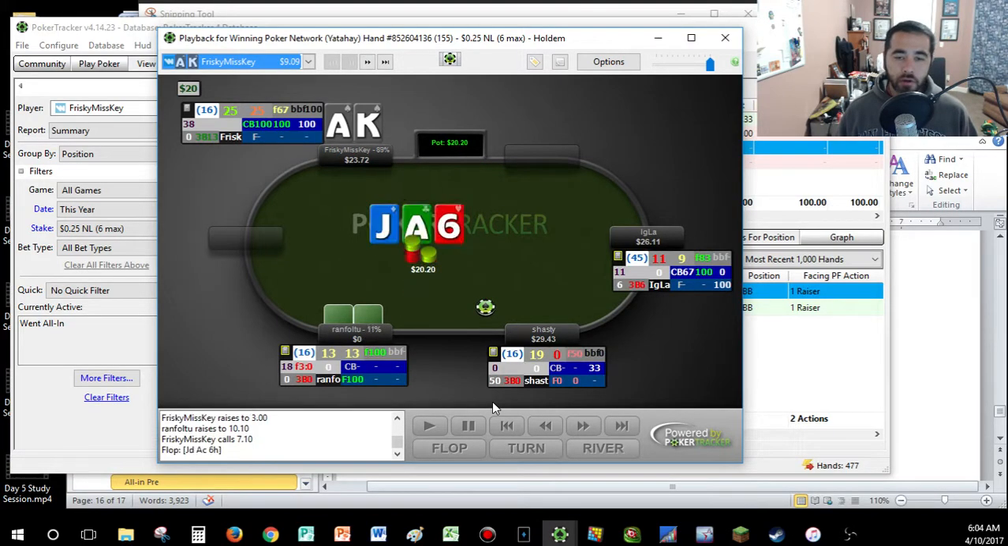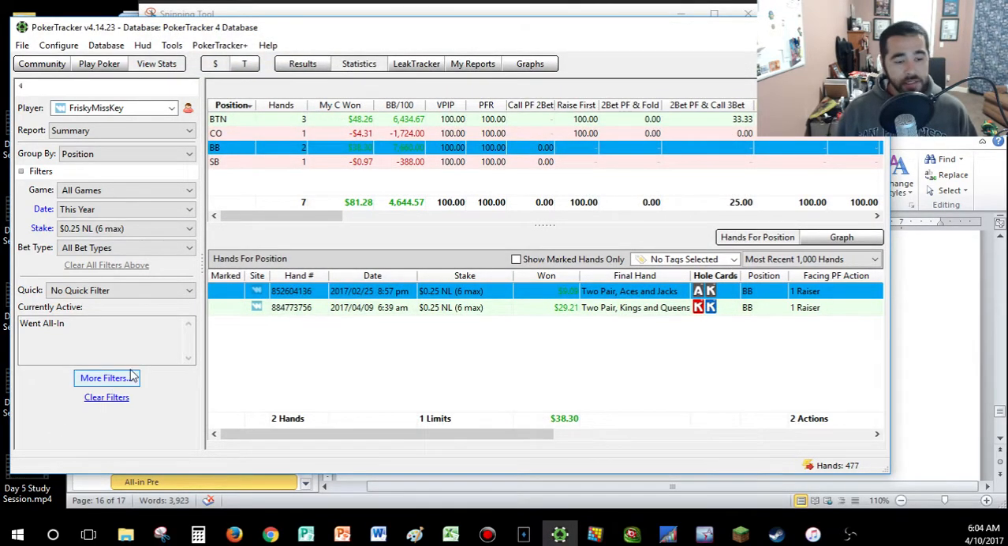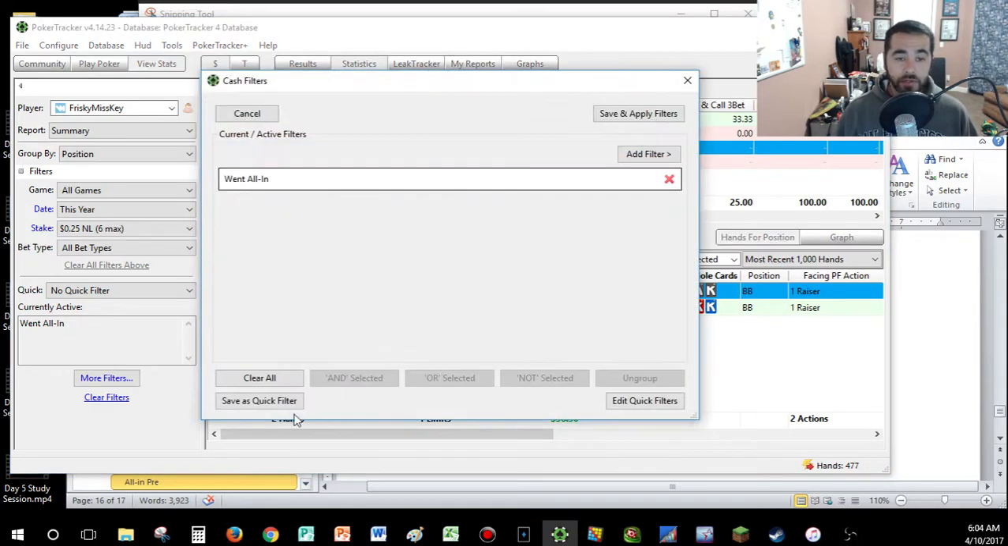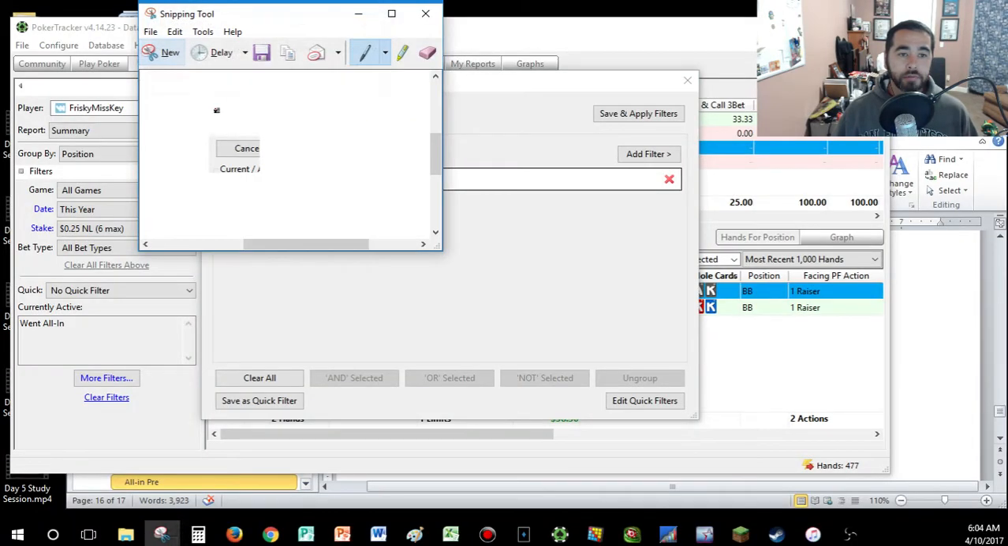Was that a raise all in? Okay, called all in once again. What does he have behind 47? So this is where I went all in. Good. Yep. So this filter right here shows you any instances of getting it all in pre-flop, whether you're the caller or the raiser. Great. We found it.